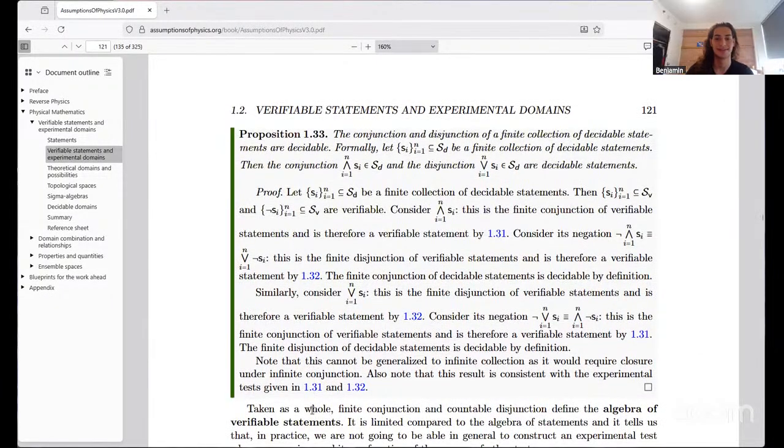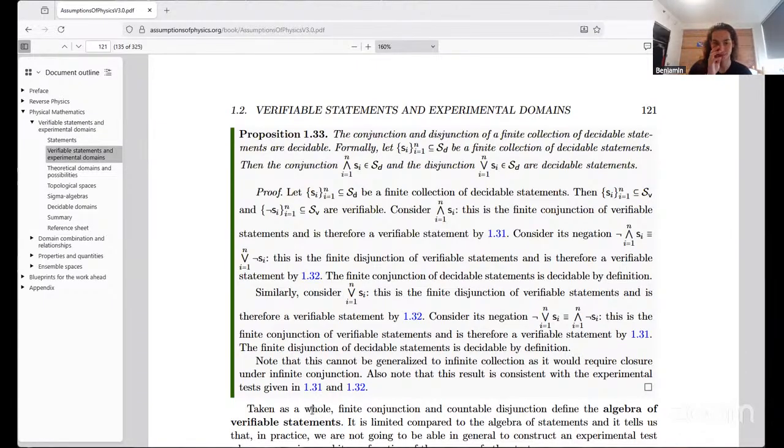Yes, let's go on. Proposition 1.33: the conjunction and disjunction of a finite collection of decidable statements are decidable. Formally, let S_i, for i from 1 to n, be a finite collection of decidable statements. Then their conjunction and their disjunction are both decidable statements.